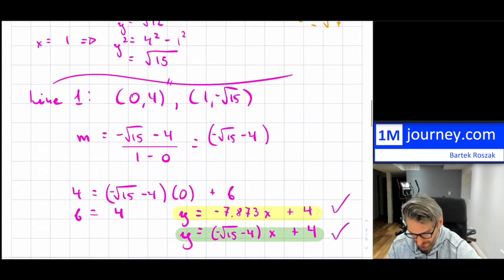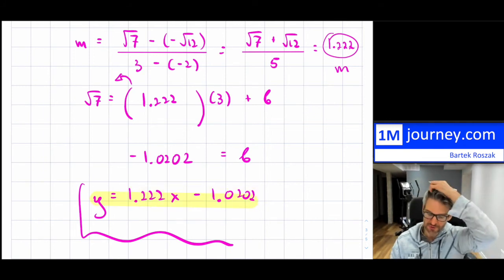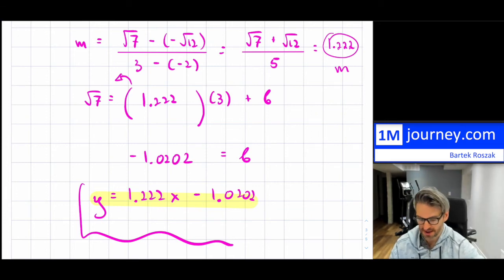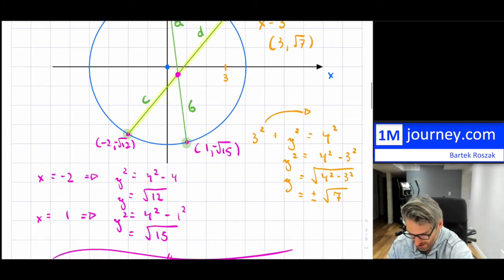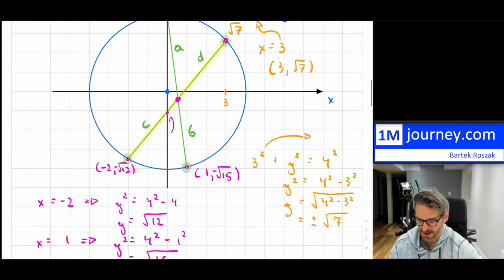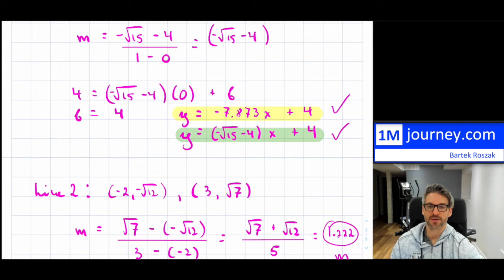And then the other line that you see, there it is. Notice the slope is around 1.222, and the y-intercept is negative 1.0202, which should make sense. The y-intercept, falling somewhere around there, is negative, and the slope is positive, so it looks like it's aligning. Now, once I have these two lines, I have to find the point of intersection. Once I find that point of intersection, then we can find the actual chords.